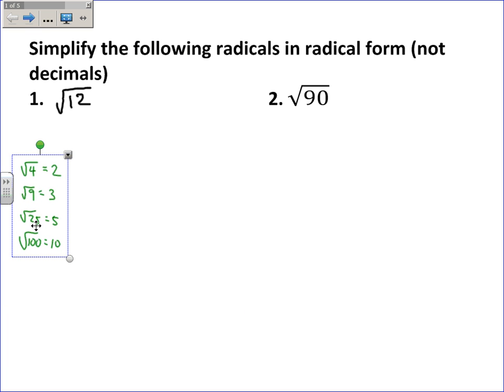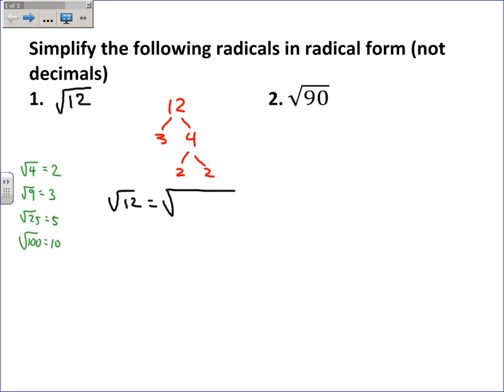So I will take 12 and make a factor tree with it. 12 is, let's see here, 3 times 4, and 4 is 2 times 2. Now, whichever factors you choose, you should still get 3, 2, and 2. So the square root of 12 is equal to the square root of 2 times 2 times 3. Now, since I have a pair here, the 2 and the 2, it gives me a perfect square. So I'm going to write this as 4 times 3.